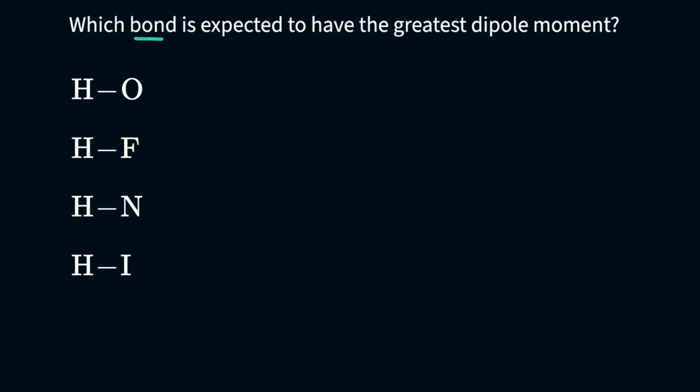Which bond is expected to have the greatest dipole moment? And then we have basically four bonds here, right? So basically multiple choice A, B, C, or D. HO bond, HF, HN, or HI.